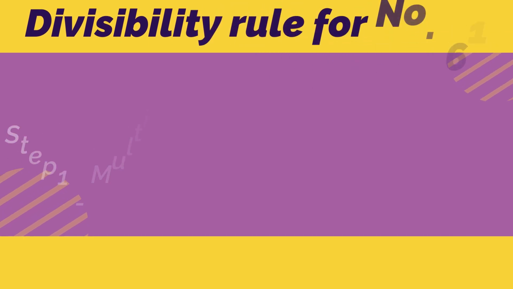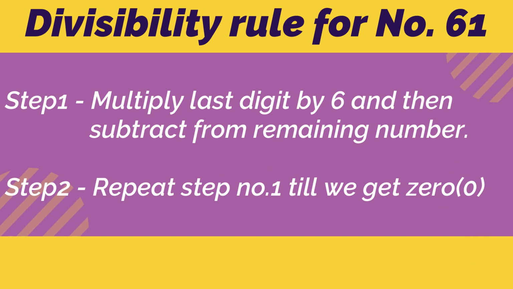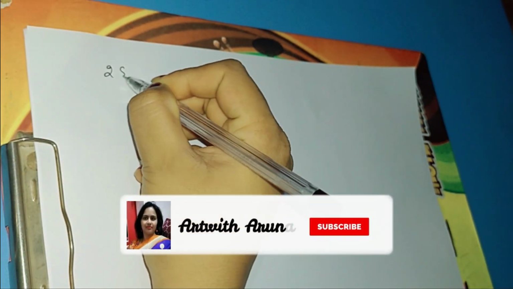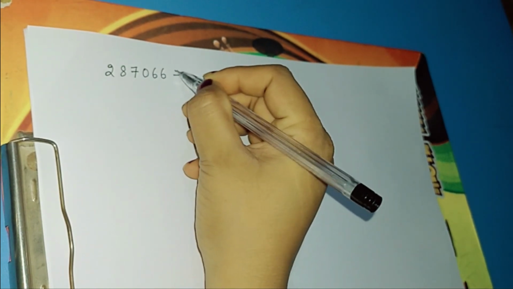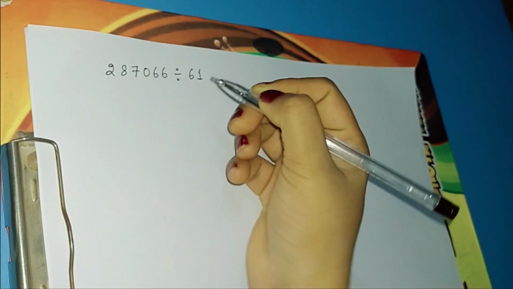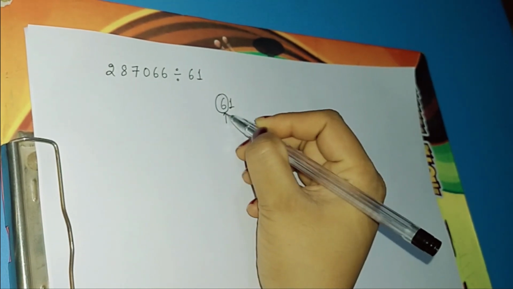Divisibility rule for number 61 contains two steps. Step 1. Multiply last digit by 6 and then subtract from remaining number. Step 2. Repeat step 1 till we get 0. Let's check whether the number 2,87,066 is divisible by 61 or not. So here the 6 is very important in this 61.